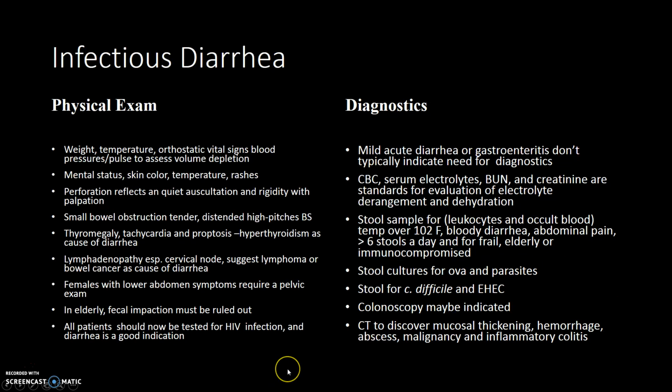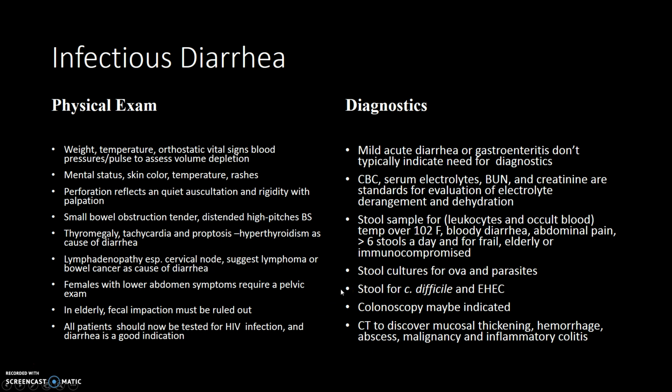If one of your differentials is hyperthyroidism as a cause of diarrhea, the patient will have thyromegaly, tachycardia, and proptosis, the bulging eyes. And actually, it's tissue that forms behind the eye that makes the eye look protruding. When you do see lymphadenopathy, especially the cervical nodes, you must consider that lymphoma or a bowel cancer is a cause of diarrhea. Now, they could have more than one problem, but this is a differential for diarrhea.